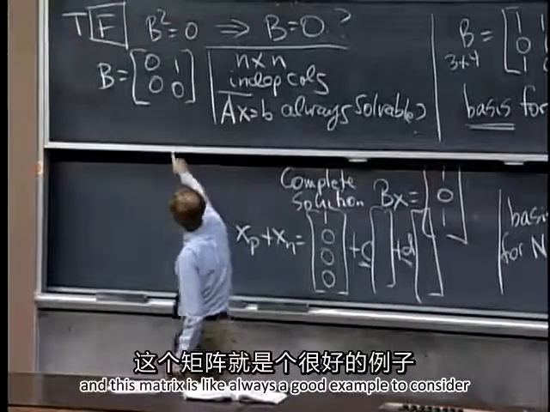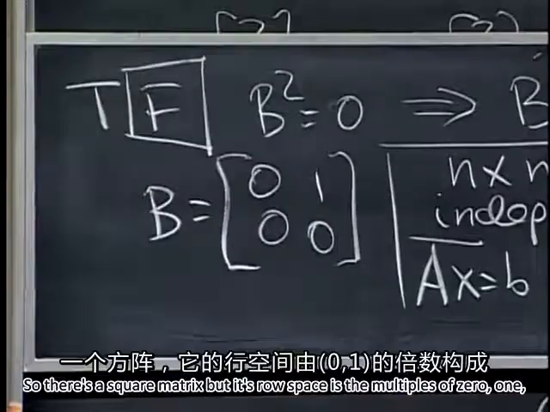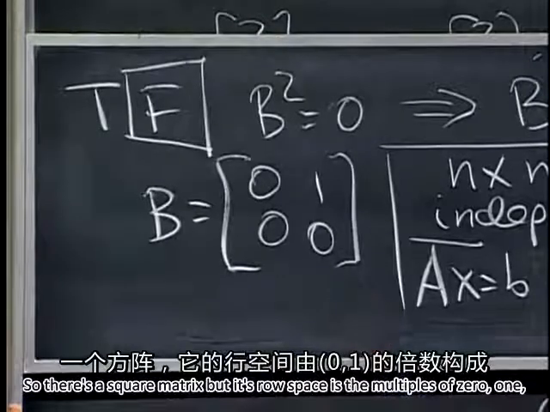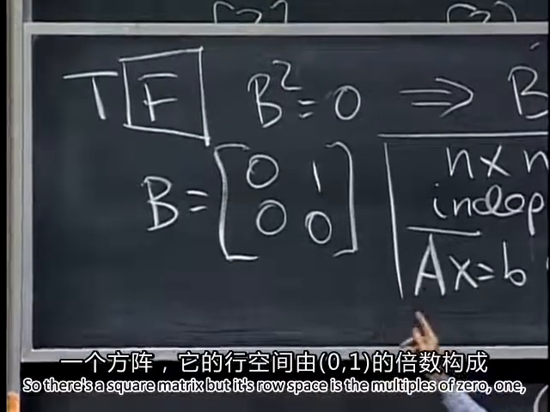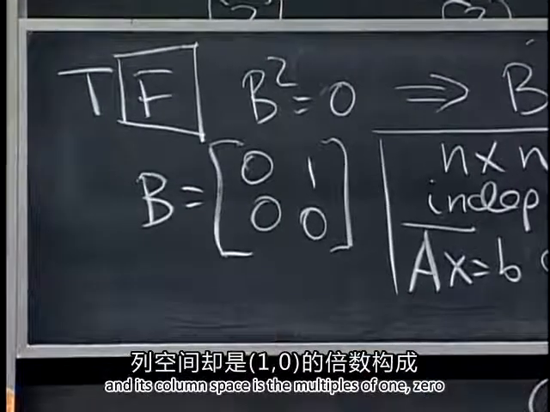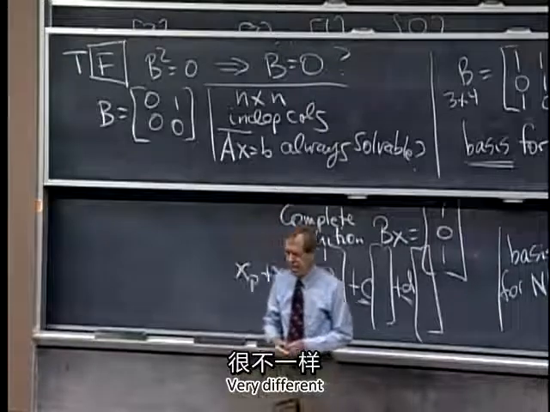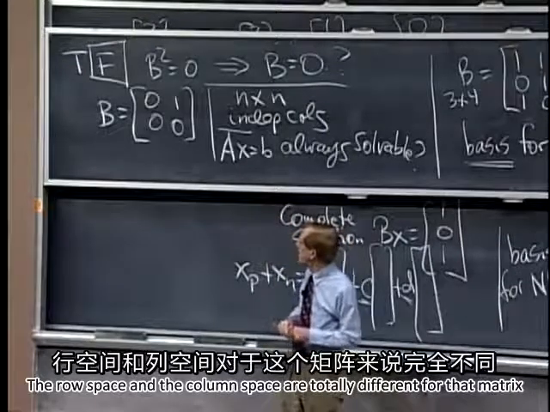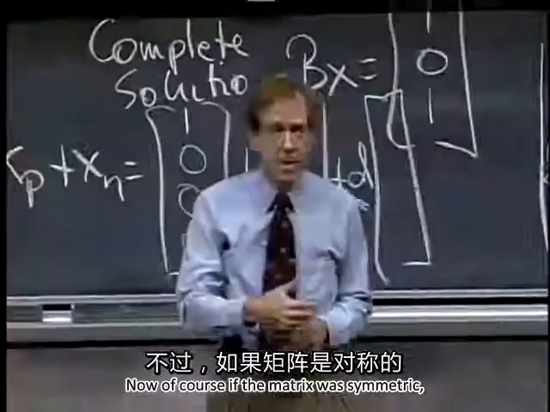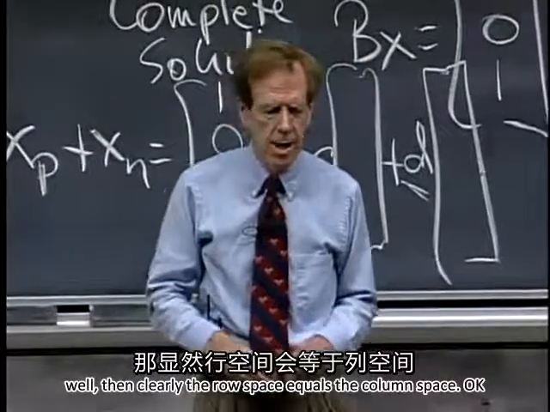This matrix is always a good example to consider. There's a square matrix, but its row space is the multiples of 0, 1, and its column space is the multiples of 1, 0. Very different. The row space and column space are totally different for that matrix. Now, of course, if the matrix was symmetric, then clearly the row space equals the column space.